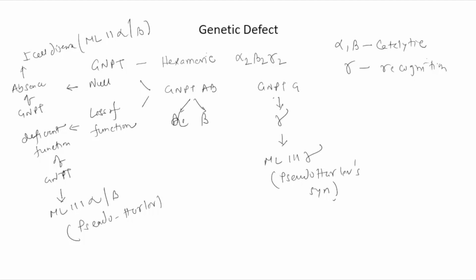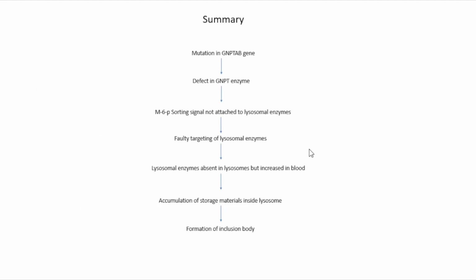By the way, one more thing: mutations in the NAGPA gene, the second gene that is responsible for uncovering the N-acetyl glucosamine signal, are not known. So there is no disease caused by mutation in the NAGPA gene, also known as the uncovering enzyme. No disease has been reported yet. In the next slide, we are going to see the summary of events that are responsible for I cell disease.